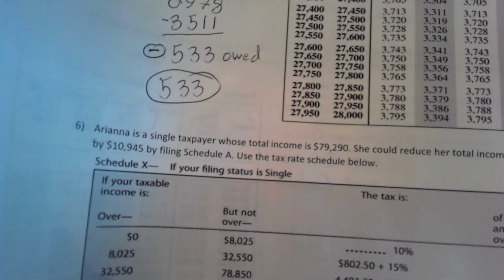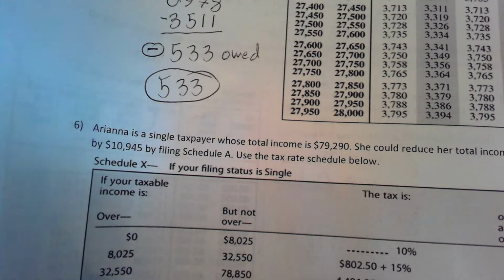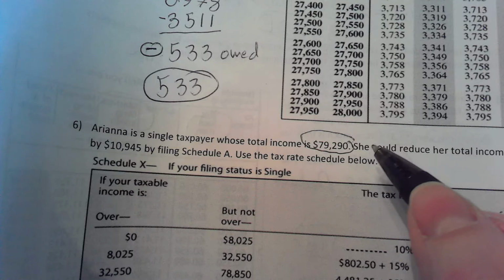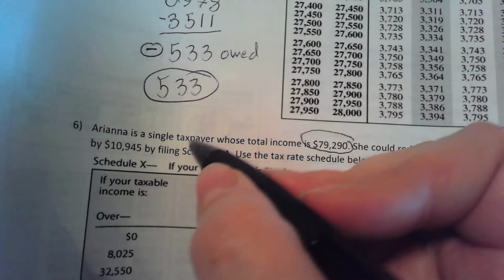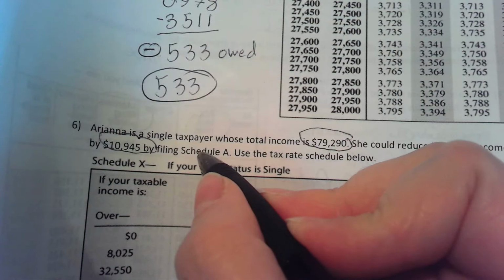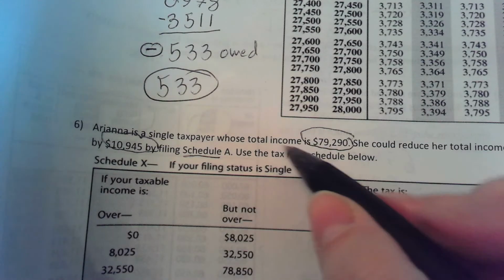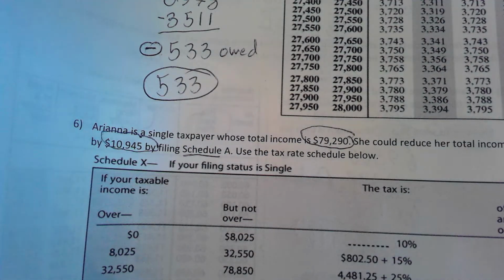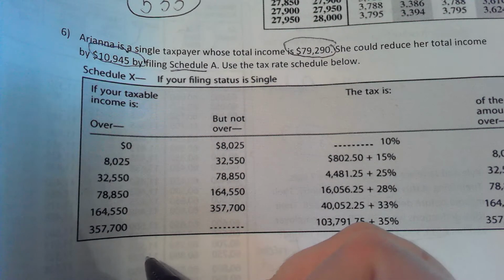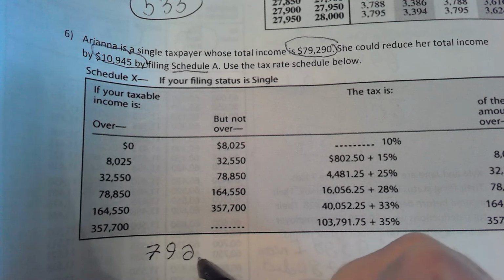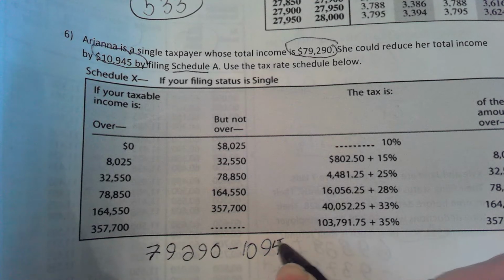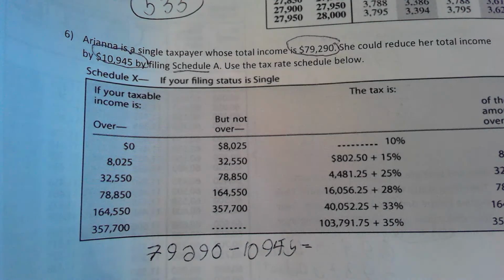It says Adriana is a single taxpayer whose income is $79,290. She could reduce her total income by $995 by filing a Schedule A. Remember the one we went over in class? Use the filing rate below. So you want to subtract her income first. So we basically subtract that first. So the 79,290 minus the 10,945. So go ahead and subtract that first.